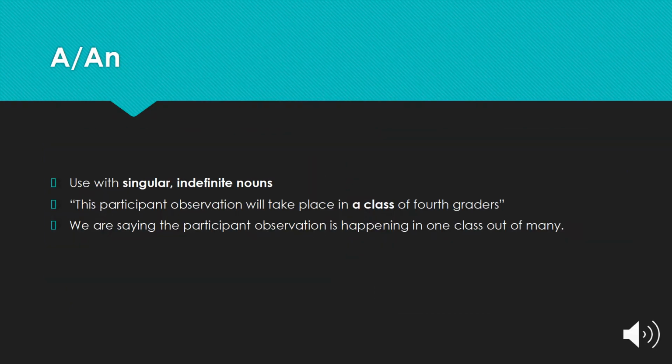So when you're figuring out which article to use, the general rule is that you will need to think about whether it is being used to modify a definite or indefinite noun. You also will need to think about whether it is singular or plural. If the noun is singular and indefinite, then we will use a. So in this example, the participant observation is taking place in a class out of many classes in the school.